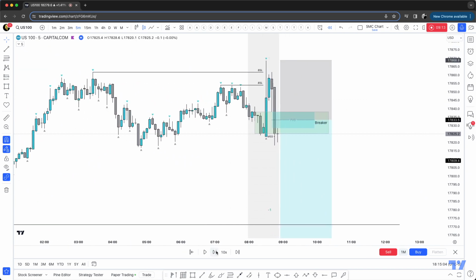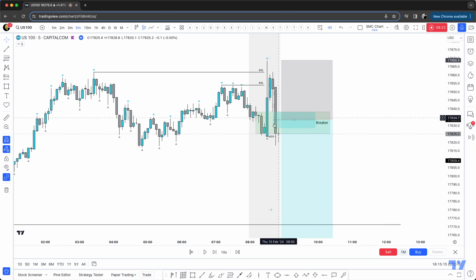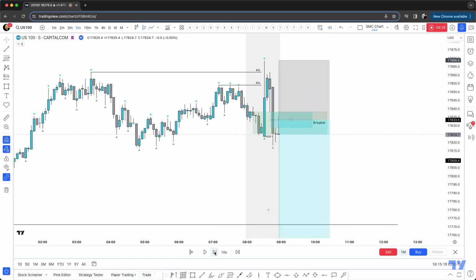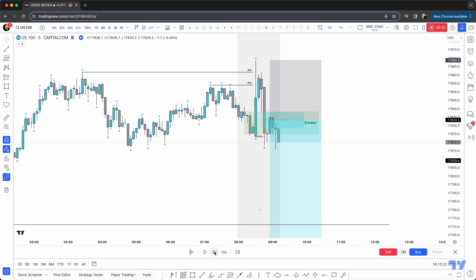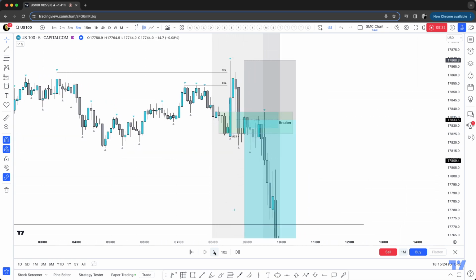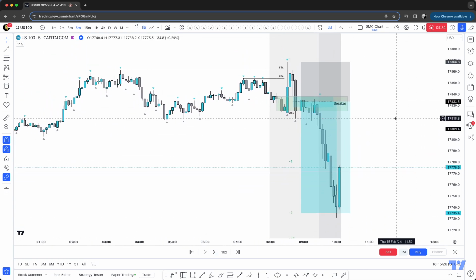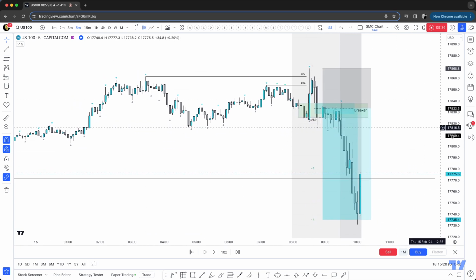So let's see if we get tapped in. Remember, this is your choice, you could enter at the fair value gap. You know that the fair value gap is already inside the breaker, so it's on top of each other, right? So this is a potential unicorn. So we get tapped in, the price pushes up, gets into the fair value gap. It struggles a little bit in there, but then ends up actually displacing, okay? And going towards our target.